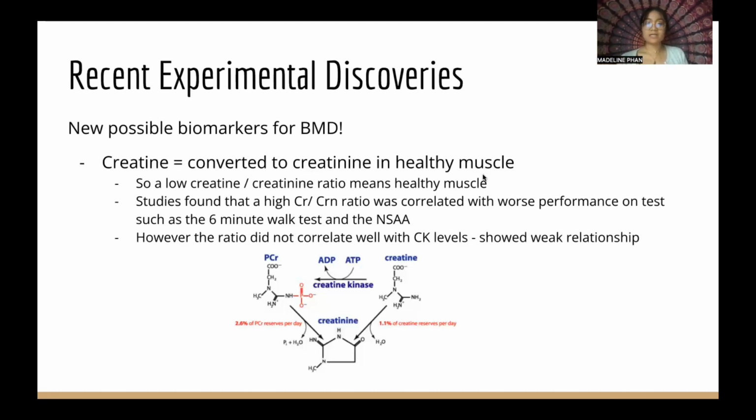They found that a high creatine to low creatinine ratio was correlated with worse performance on these two ambulatory tests. And that is exactly what we would expect, right? If there's high creatine that is not being converted to creatinine, that is an indication of unhealthy muscle tissue, and so obviously the patients would do worse on ambulatory tests such as the 6-minute walk test and the NSAA.